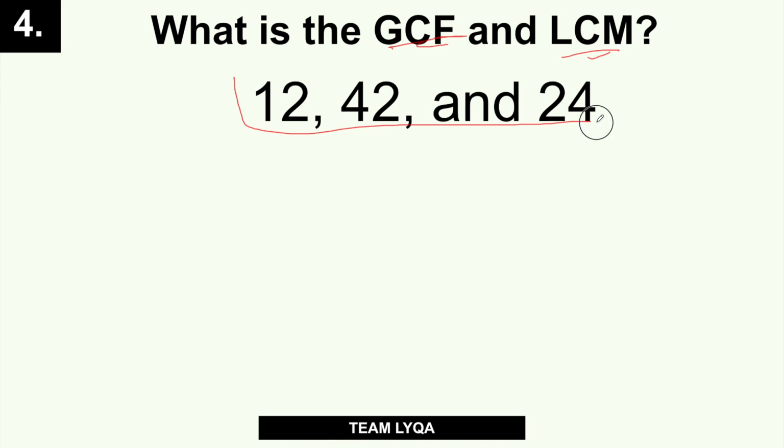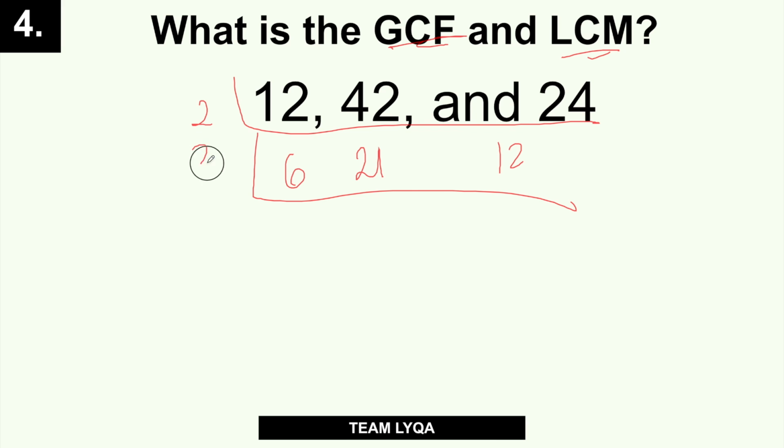So, 12, 42, and 24, we're looking for the GCF first. Pareho silang even lahat, so I divide them all by 2. We have 6, 21, and 12. Pwede sila lahat sa 3, so I divide them by 3. This would be 2, 7, and then 4. Now, since wala na akong pwedeng i-divide na pare-pareho sa kanilang tatlo, dapat lahat kasi sila tatlo required for the GCF. So, ang GCF ko will be 6. That is 2 times 3. Okay?